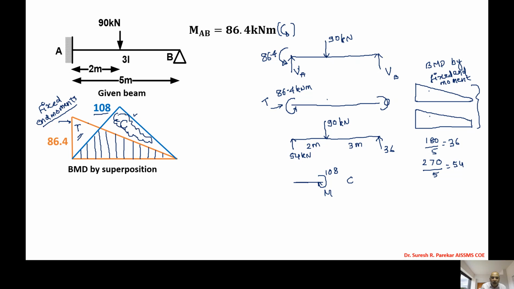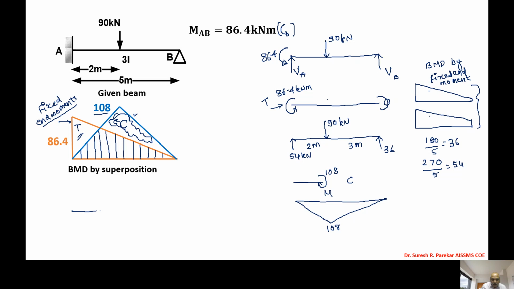I have to plot this portion on the tension side, because if we plot this diagram on the tension side, how will we get this diagram? We will get it like this, 108. But why are we going to plot on the same side? Because we have to cancel the portion which is common to both, and therefore we have plotted it on the same side. Now why we are cancelling, that we will see. So now you can see what we will get from this BMD by superposition.